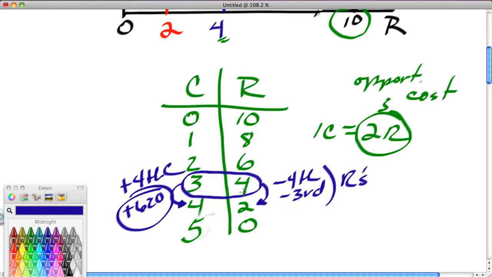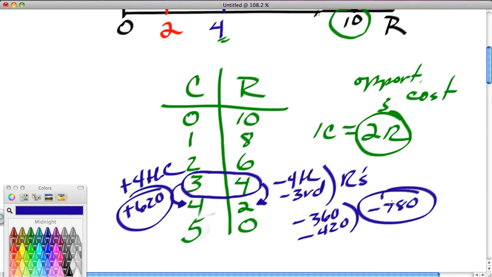Notice the buyer can have 4 rolls with 3 coffee, but can only have 2 rolls with 4 coffee, which means the 4th and 3rd rolls are lost. What are they worth? Well, the 4th roll is worth 360, but that's lost. And the 3rd roll is worth 420, and that's lost. So 780 utils are lost when that fourth coffee is actually purchased.